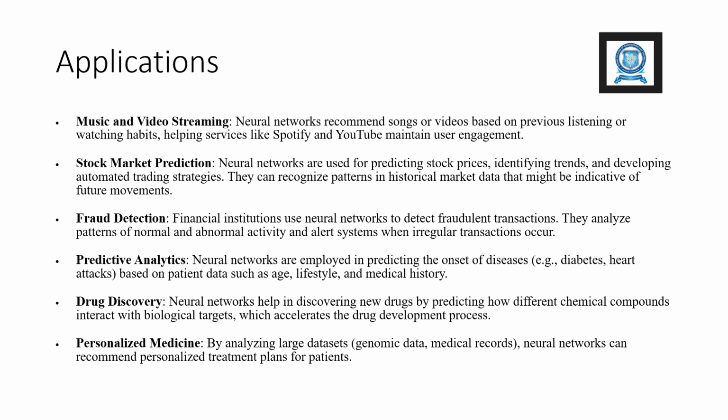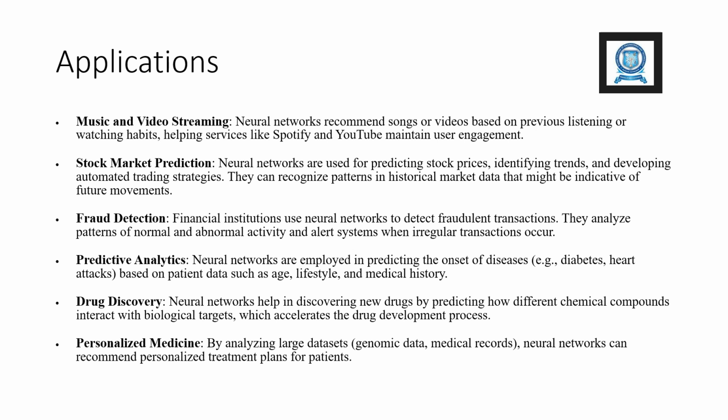Fraud detection. Financial institutions use neural networks to detect fraudulent transactions. They analyze patterns of normal and abnormal activity and alert systems when irregular transactions occur. Predictive analytics. Neural networks are employed in predicting the onset of disease based on patient data such as age, lifestyle, and medical history. Drug discovery.